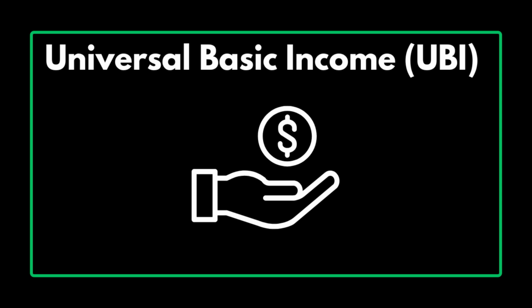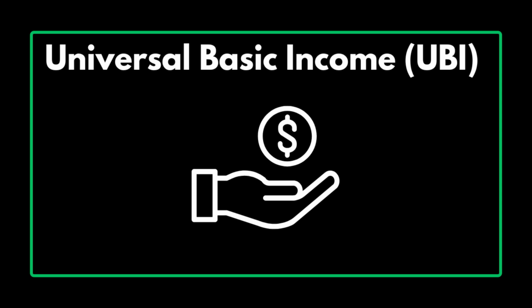Universal Basic Income, or UBI, is the idea that every citizen in a country should receive a guaranteed amount of money regularly, no matter what. The goal is to make sure that everyone has enough money to meet their basic needs like food, housing, and healthcare, regardless of whether they have a job or not.